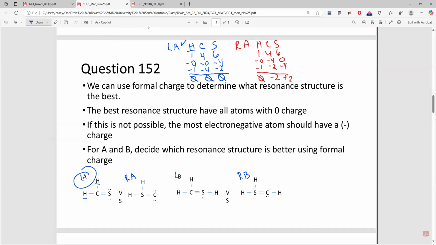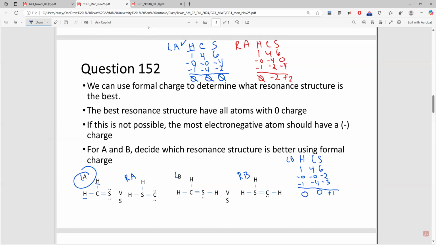Let's do left B versus right B. Same idea, except we are adding another hydrogen. So let's do left B. And again, all the hydrogens only have 1 bond, so they're the same. So I'm just going to do HCS, 1, 4, 6 valence electrons. No lone pairs. No lone pairs for carbon. 2 for sulfur. 1 bond for hydrogen. 4 for carbon. 3 for sulfur. And so we have the score of 0. Carbon has a score of 0. Sulfur has a score of +1.